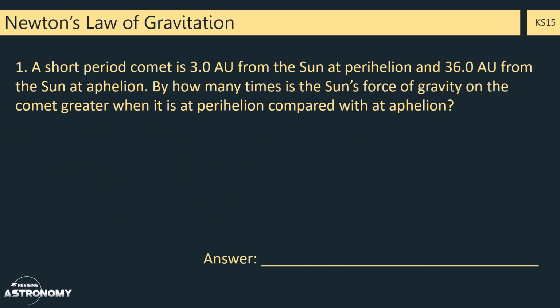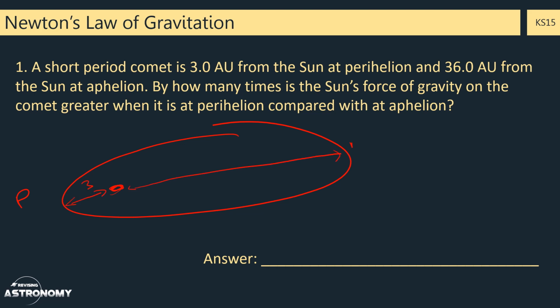In these questions, we're going to use Newton's law of gravitation to work out the answers. A short period comet is 3 astronomical units from the Sun at perihelion and 36 astronomical units from the Sun at aphelion. So if we were going to draw it with the Sun here, this would be our comet at perihelion, 3, and over here at aphelion, 36.